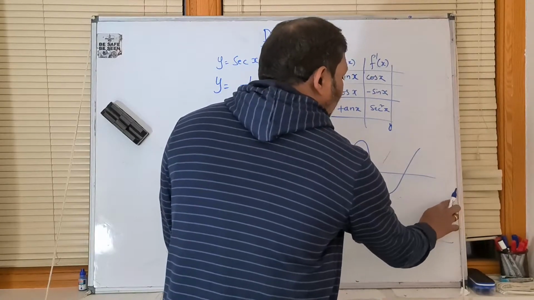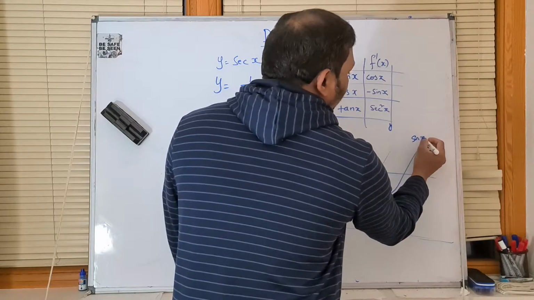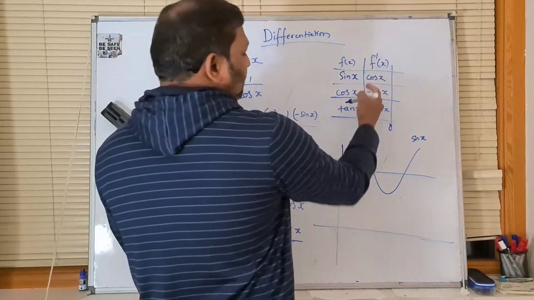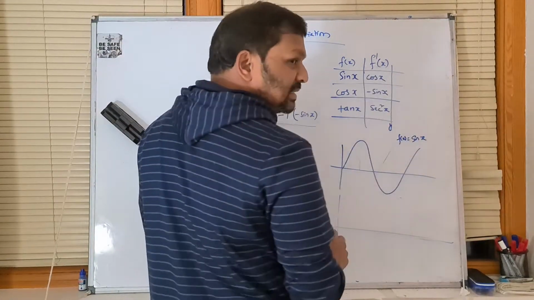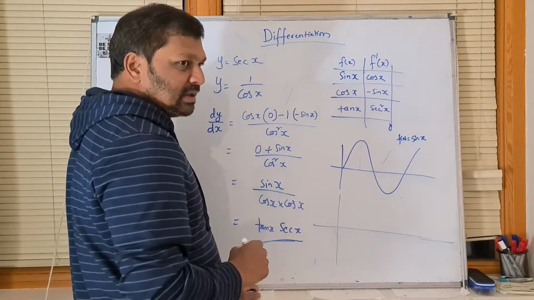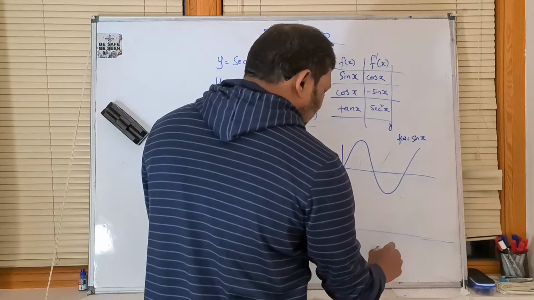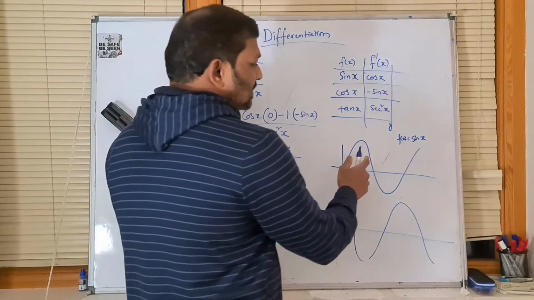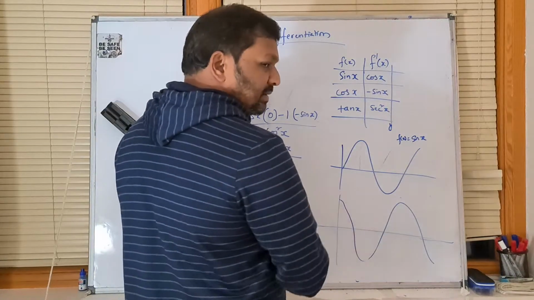What is the differentiation of it? This is the sin x graph, the sine wave. This is f of x, you can say f of x is equal to sin x. What is f dash x for sin x? Cos x. What is the graph for cos x? It is going to be like this. This is a cos wave.